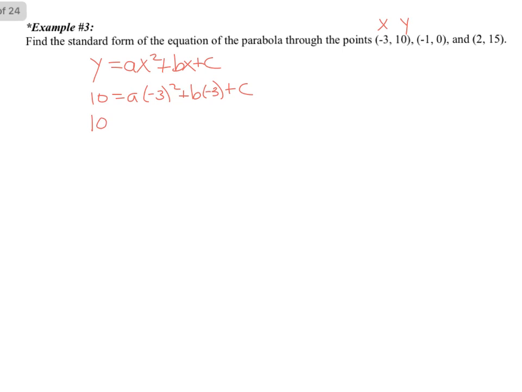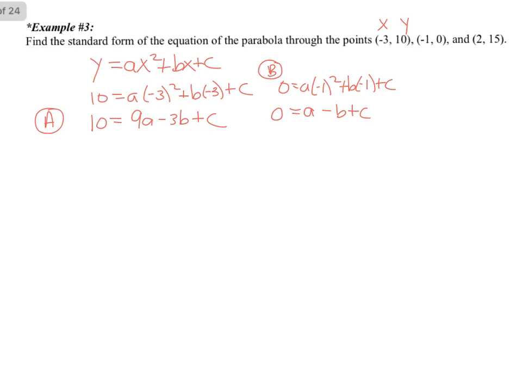And so we simplify this. We square the negative 3 and get 9 times a is 9a. Negative 3 times b is negative 3b plus c. Okay, so that's capital A. That's our first equation. The next point, when y is 0, x is negative 1. So I'm replacing my x's with negative 1, and my y value is 0. I simplify, negative 1 squared is 1, times a is a, minus b plus c, and that's capital B. And then our third equation, when the output is 15, the input is 2.